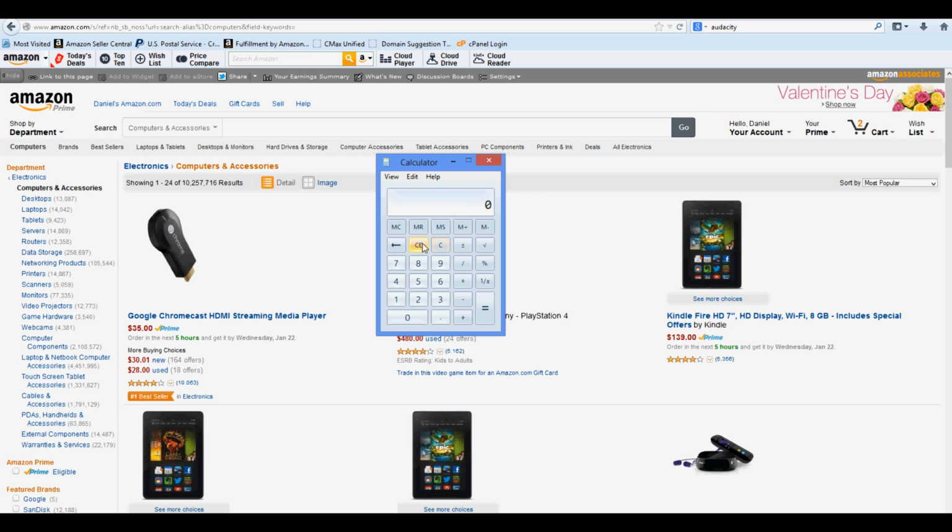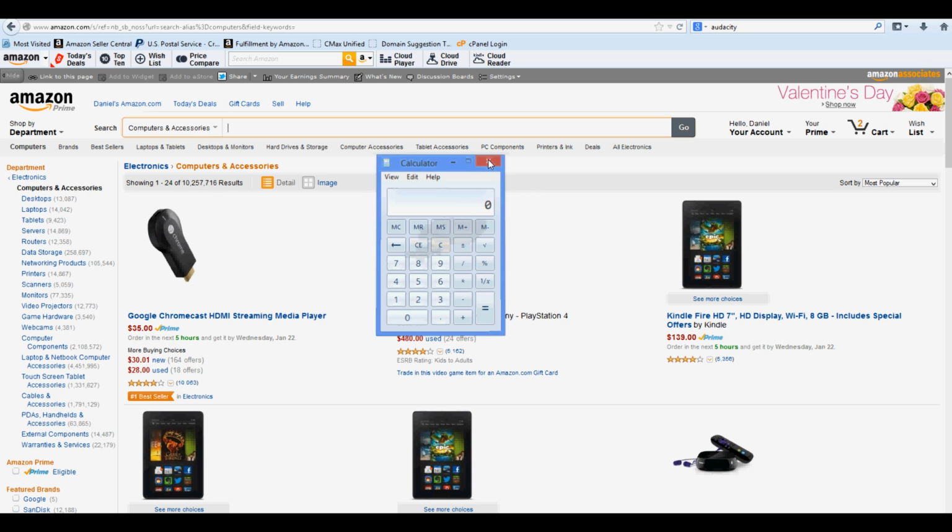Now 1% is kind of the elite. 10,257,716 times 1%. So anything under 100,000 is going to be pretty awesome in computers and accessories, because this is a big category. So anything under 100,000 will most likely sell very fast and will be very popular.